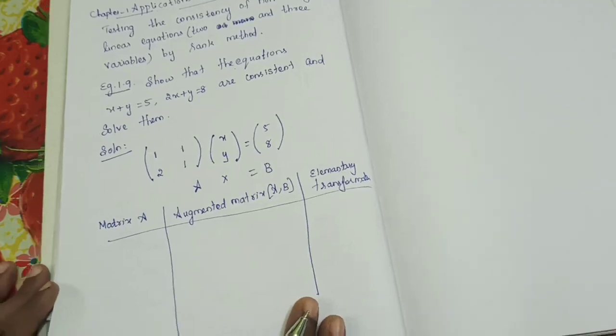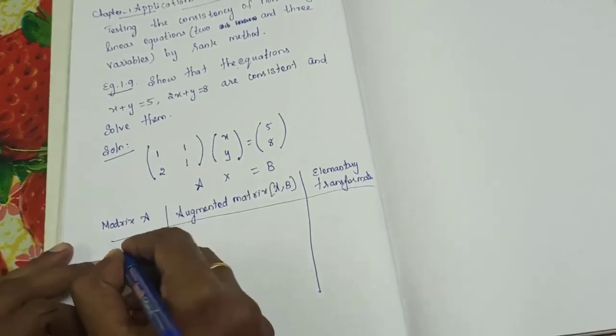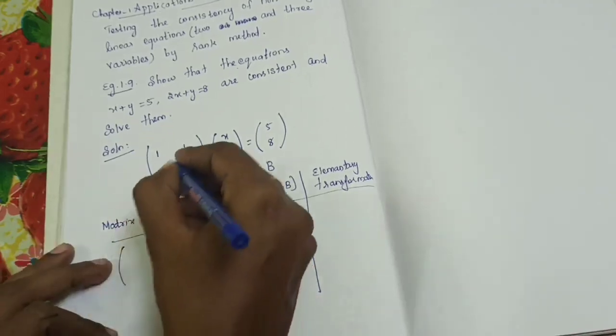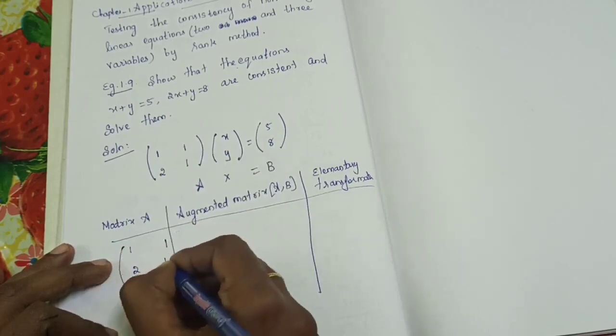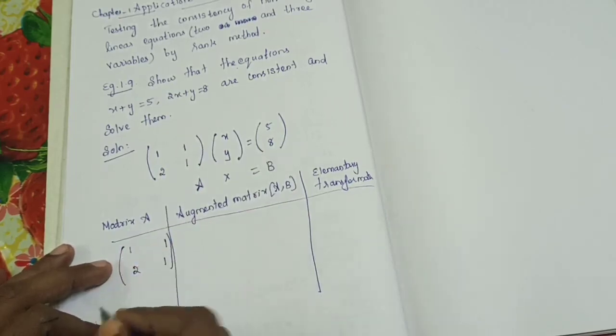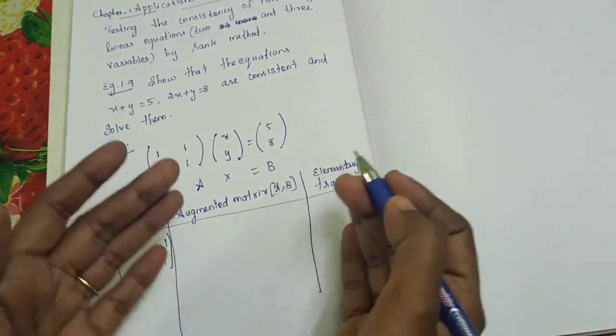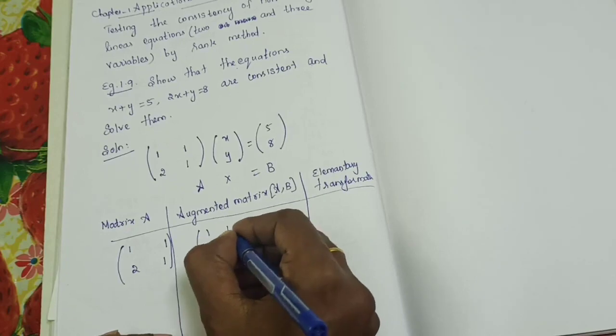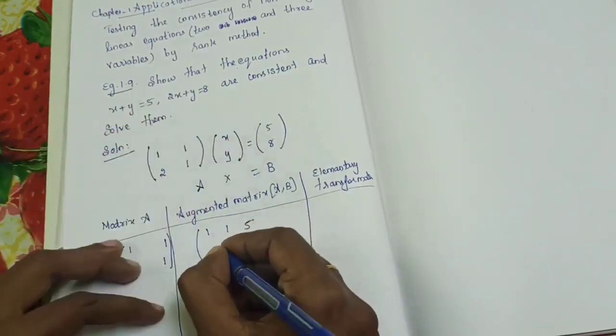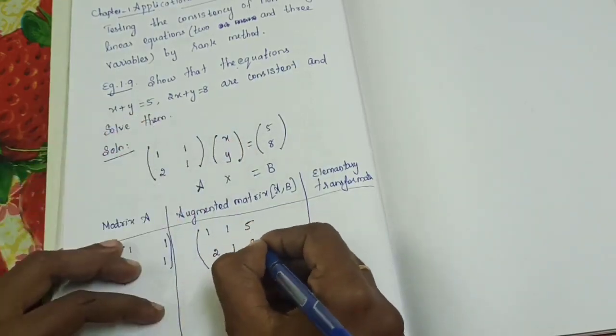Okay. So first I am going to write the matrix A. What is the matrix A here? 1, 1, 2, 1. Yes, this is matrix A. Same as matrix AB also you need to write. AB, what's the matrix? 1, 1, 5, then 2, 1, 8.